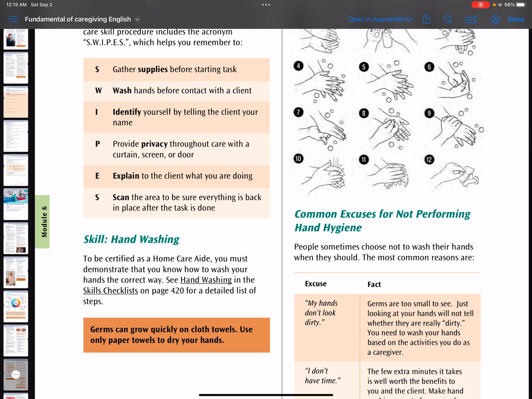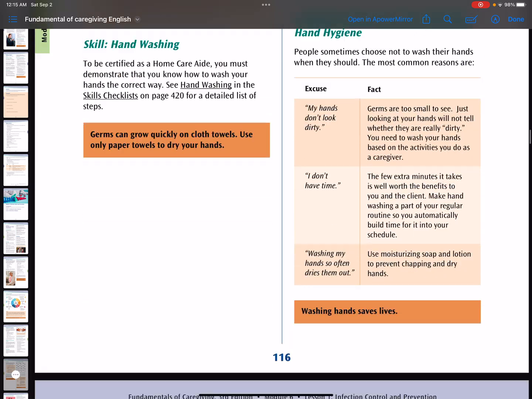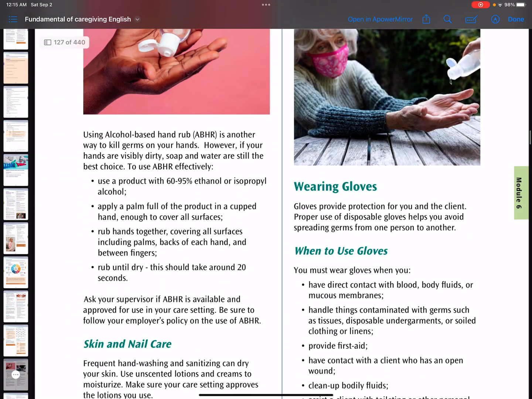Alcohol-based hand rub or hand sanitizer is another way to kill germs on your hands. However, if your hands are visibly dirty, soap and water are still the best choice. When you are using hand sanitizer, you have to look at the product. It's advisable if it is 60 to 95% ethanol. When applying it, put a palmful of product in a cupped hand, enough to cover all surfaces. Rub your hands together, covering all surfaces, and rub until dry. That should take about 20 seconds.